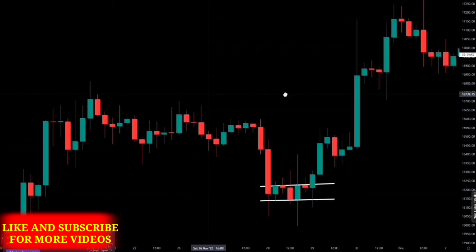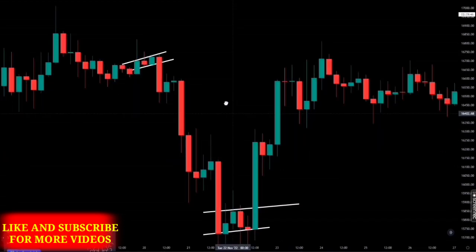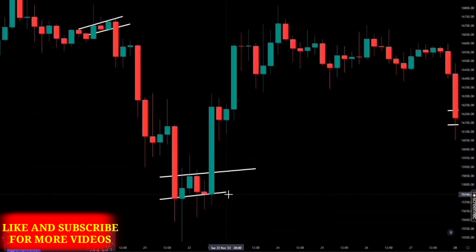So let me show you another instance. Right here, as you can see, these two lines that I've drawn, if you just looked at this, you would definitely not know what has formed here. If you know what it is as you are seeing it right now, let me know down in the comment section.